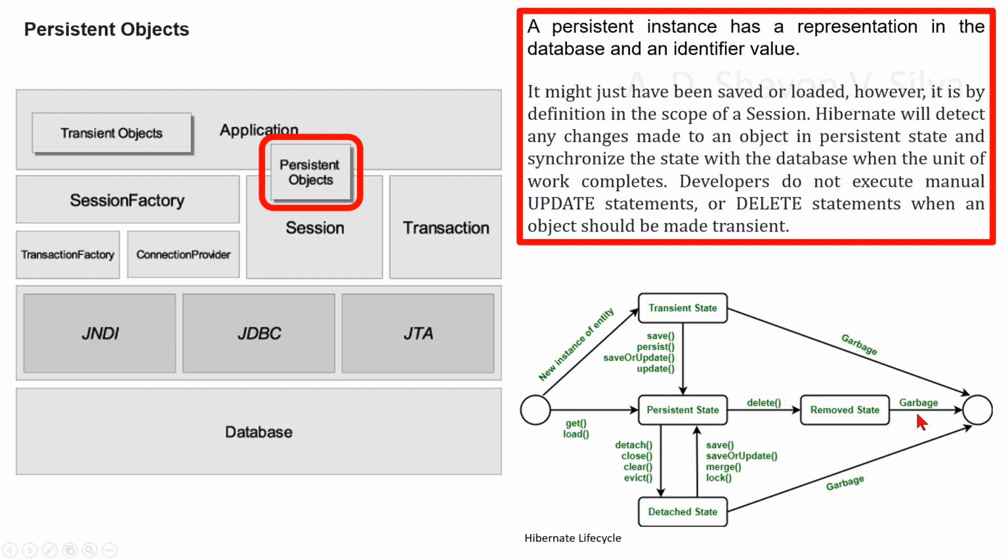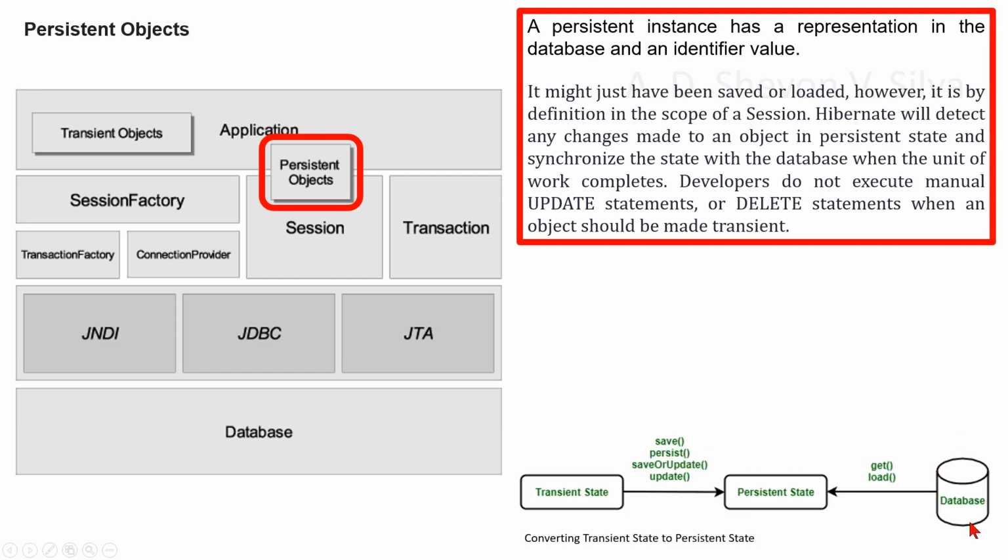Garbage is from removed state, and persistent state interacts with detached state. Detach, close, clear, and evict methods are passed from persistent state to detached state. SaveOrUpdate, merge, and lock methods are from detached state to persistent state. Garbage is from detached state.